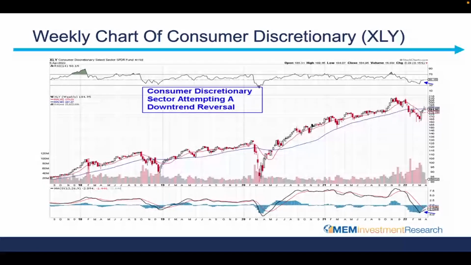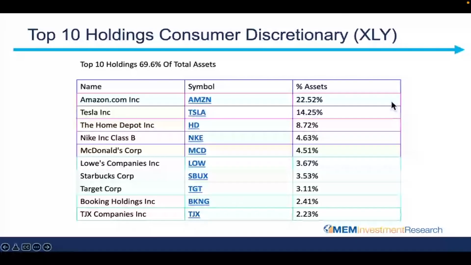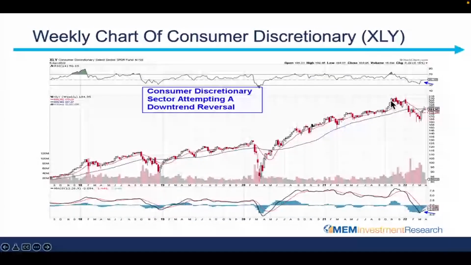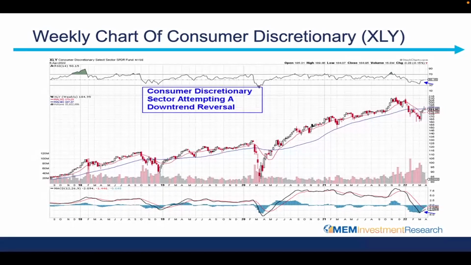So let's move on. We're taking a look at the consumer discretionary sector. XLY is the ticker symbol. Again, a current weekly chart. And we can see that this, in line with other growth stocks, peaked in price at the end of 2021 and is in the throes of attempting to reverse this rather steep downtrend. Again, those moving averages here to guide you whether that group is in an uptrend or not. And at this time, the longer term prognosis is not quite positive.